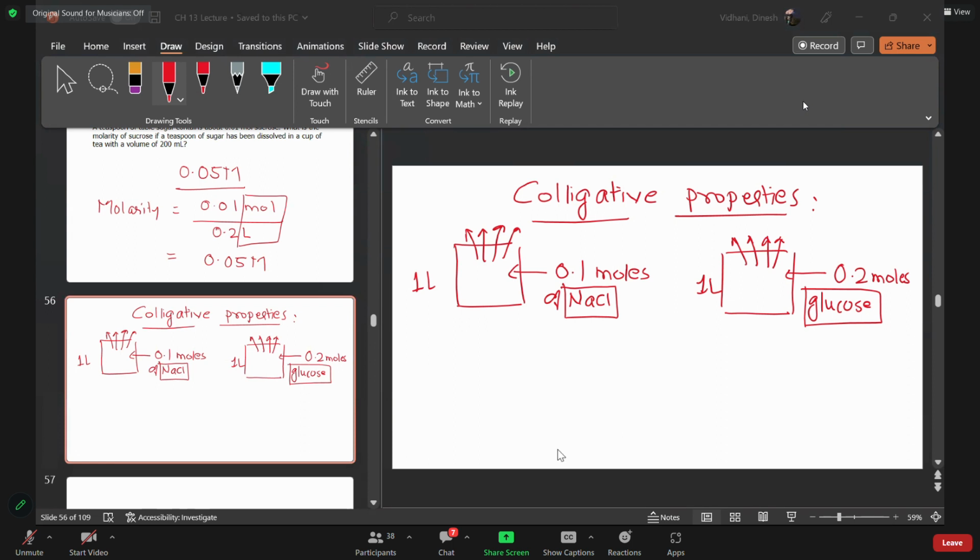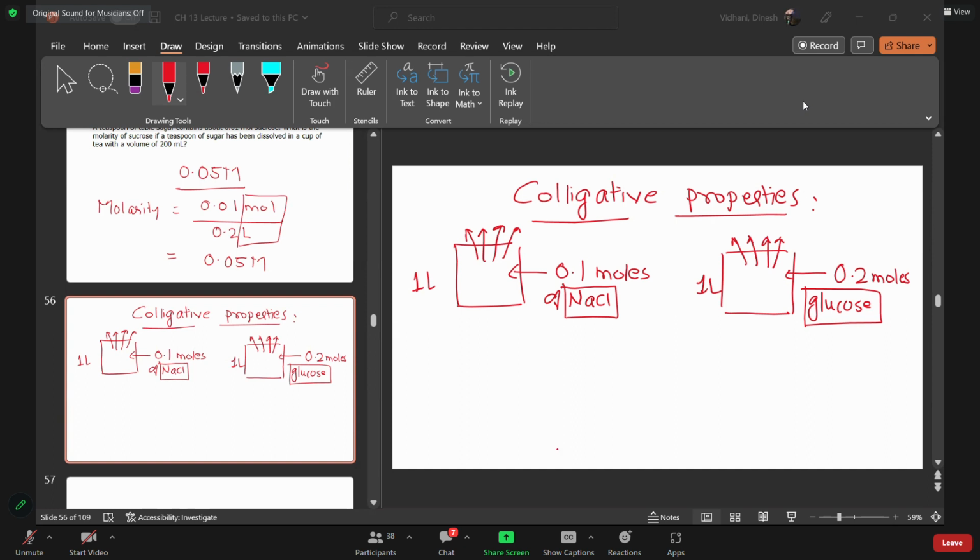So what exactly am I changing? See, I'm changing the number of moles. In one case, I have sodium chloride, which is 0.1 moles. In the second case, I have glucose, which is 0.2 moles. Now, when I think about 0.1 moles and 0.2 moles, right, I'm increasing the number of moles, from NaCl to glucose. I'm changing the number of moles. But is that what exactly is happening?